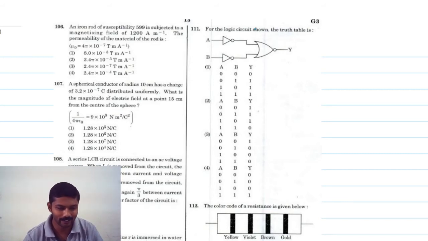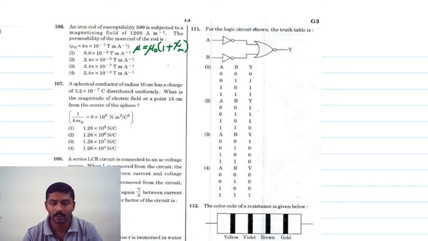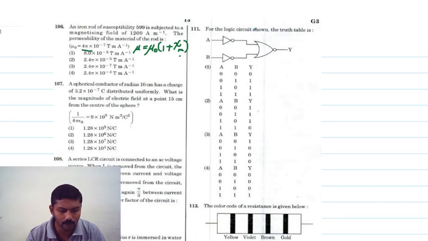An iron rod of susceptibility 599 is subjected to a magnetizing field. The magnetizing field is not important here. We need the permeability of the material of the medium. Permeability is equal to mu naught into 1 plus chi m. What is chi? The susceptibility of the material. Susceptibility is given as 599, so you substitute it here: 1 plus 599 is 600. That is multiplied by mu naught, which is already known to you, 4 pi into 10 power minus 7.